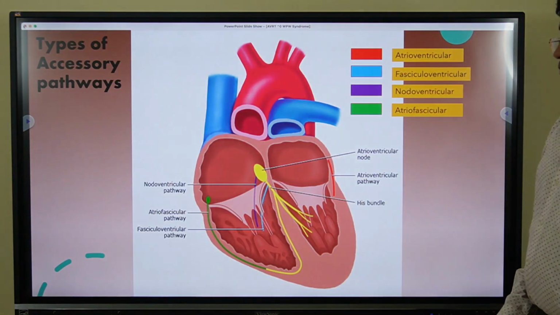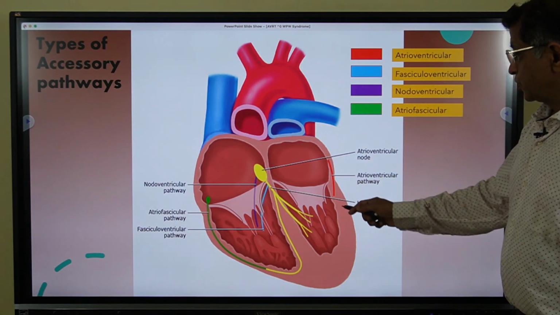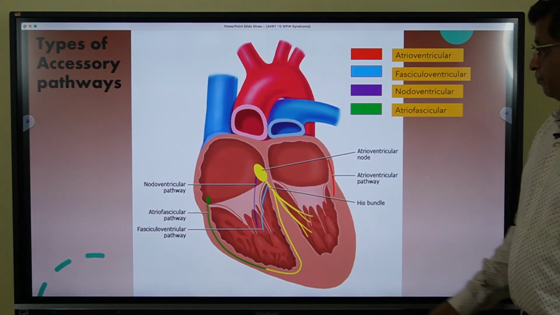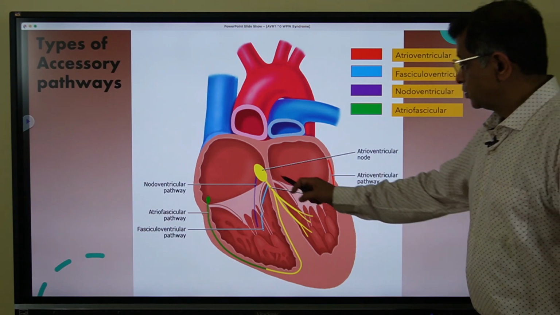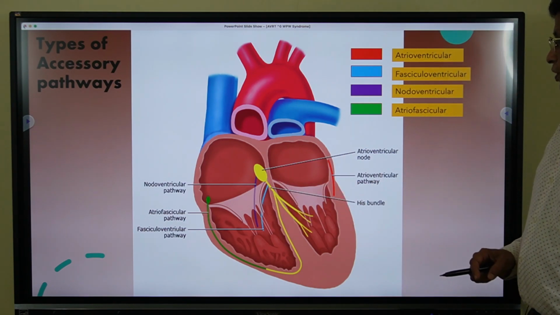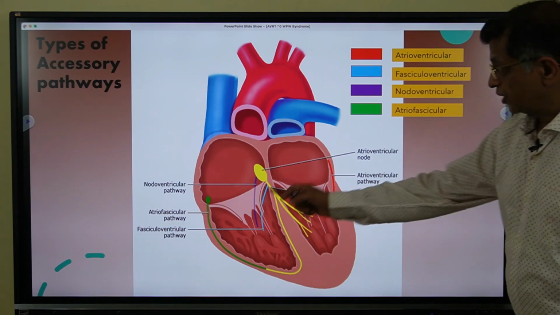Similar pathways I have shown in this. For example, this red one is atrioventricular. The purple one is nodoventricular, the light blue one is fasciculoventricular and the green one is atriofascicular.